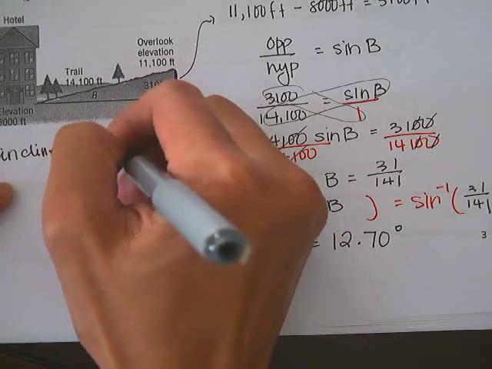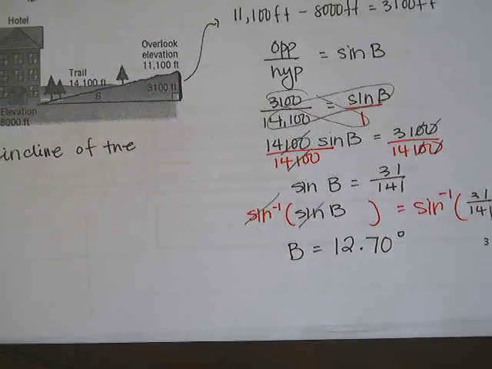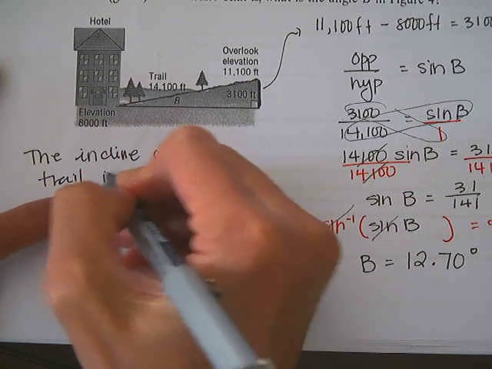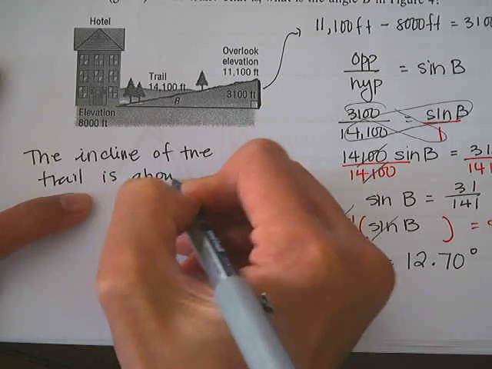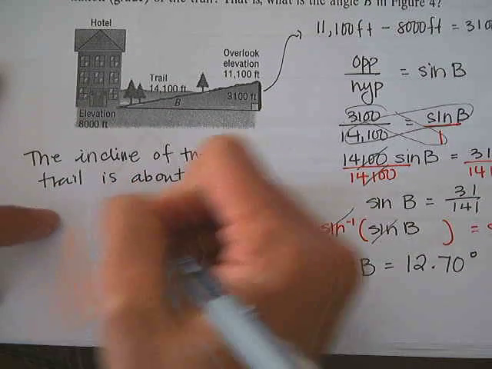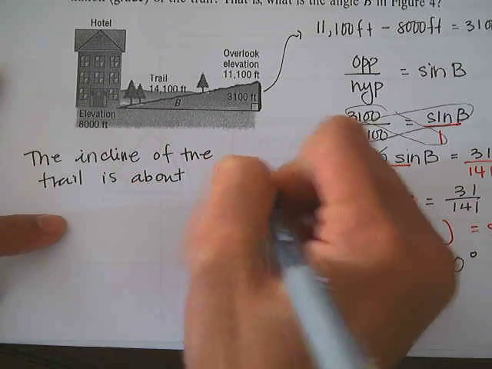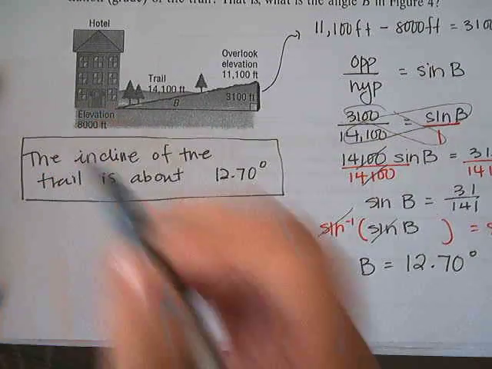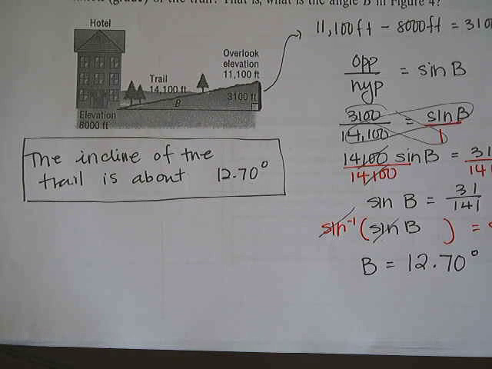of the trail, oops, can you see that? My bad. Is about, because we rounded, so we're going to use this, about 12.70 degrees. Okay. Alright, and that concludes our notes for the day.